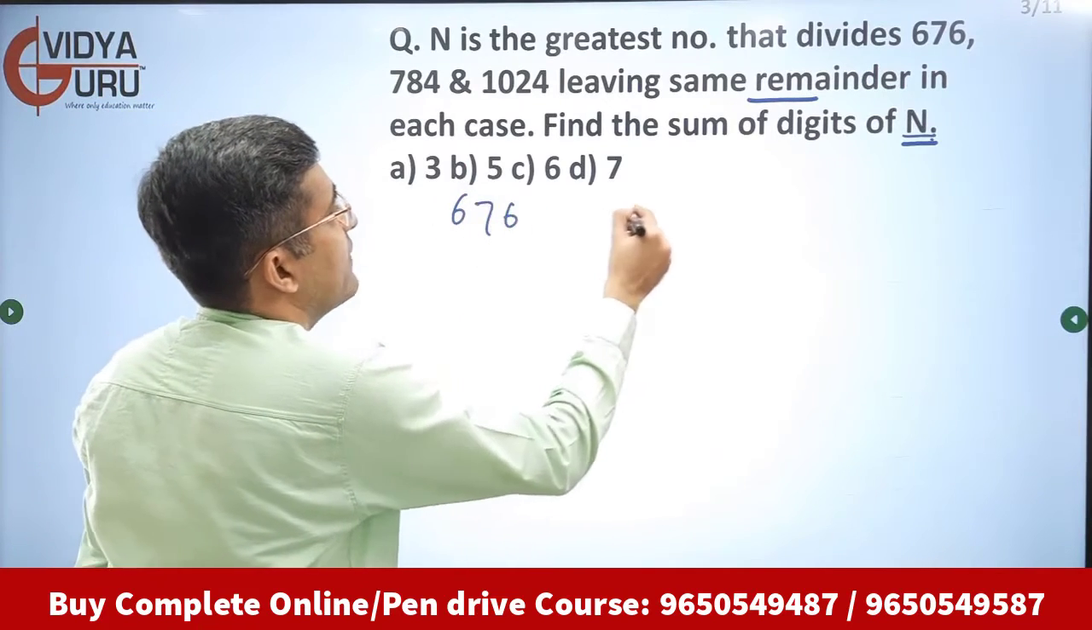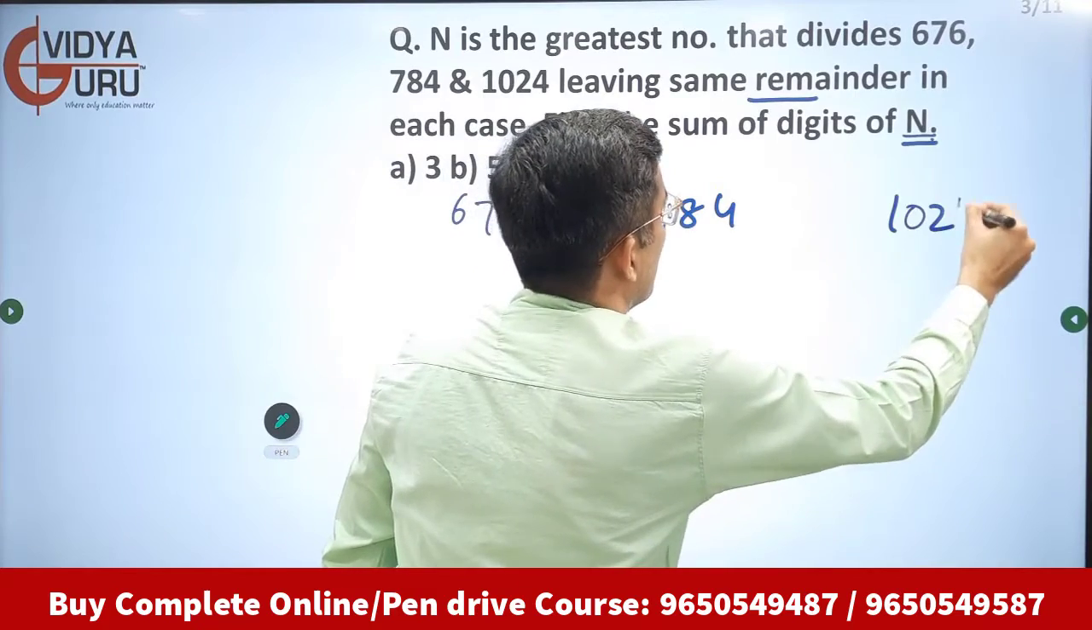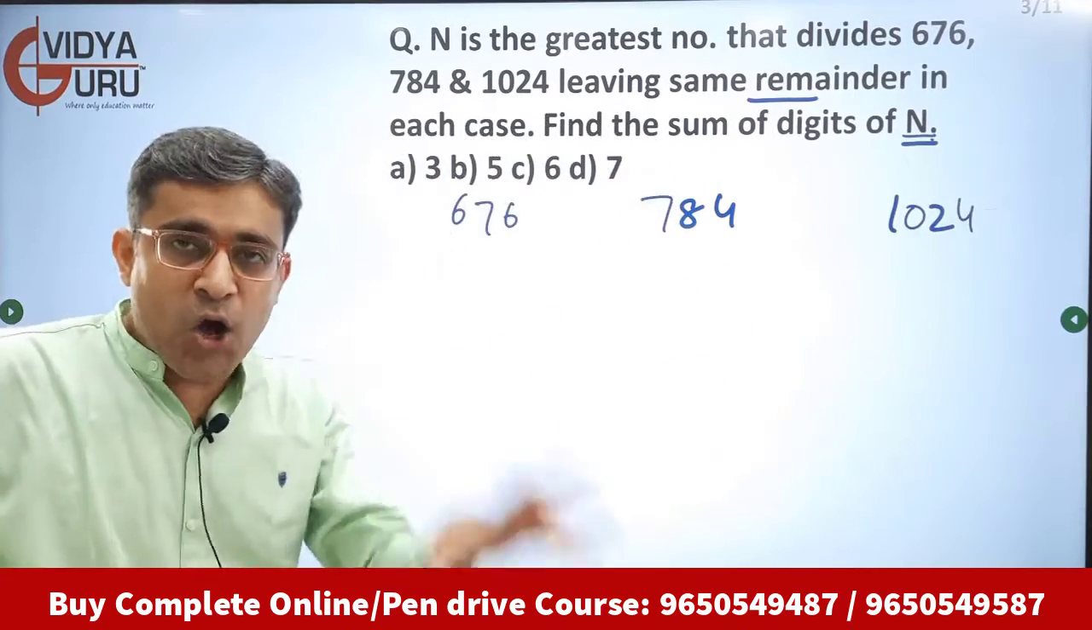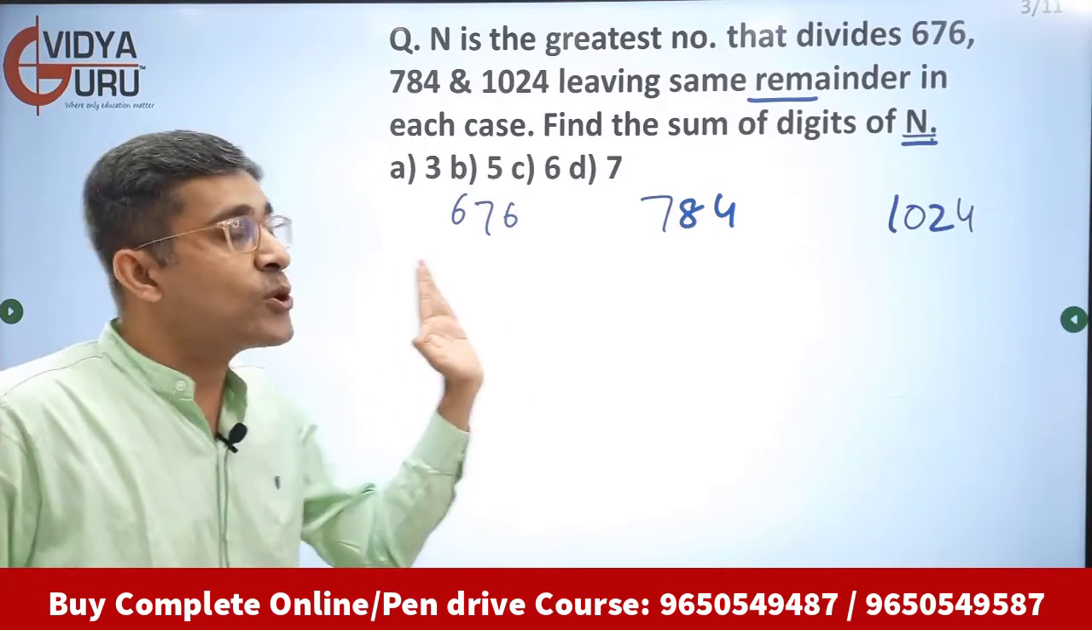676, 784 and 1024. Sure? So how are we going to approach this question? What we have to do is look at the gap.